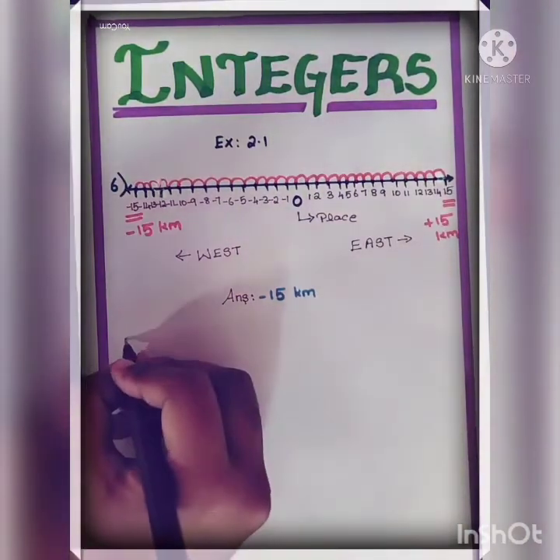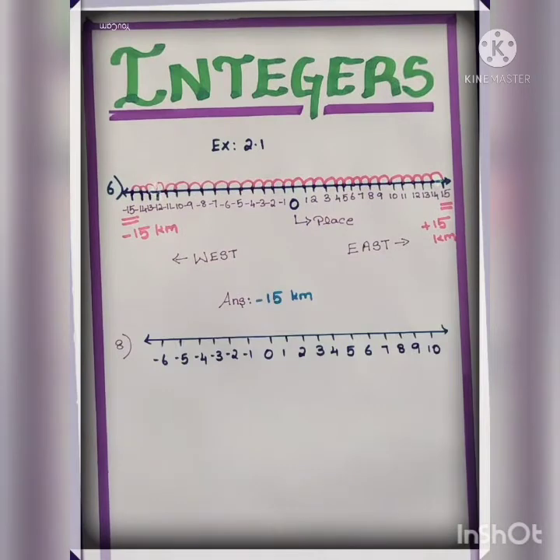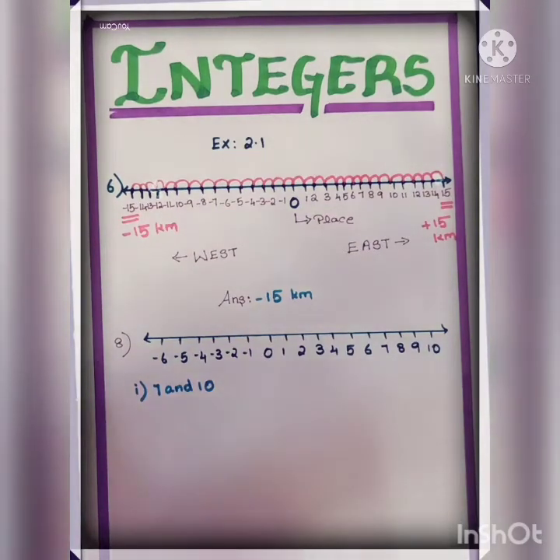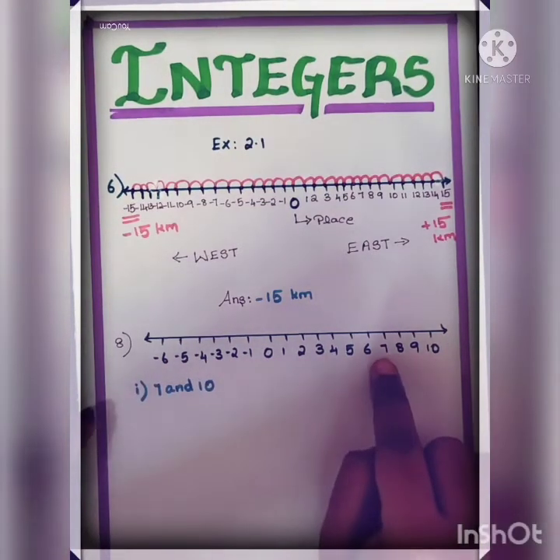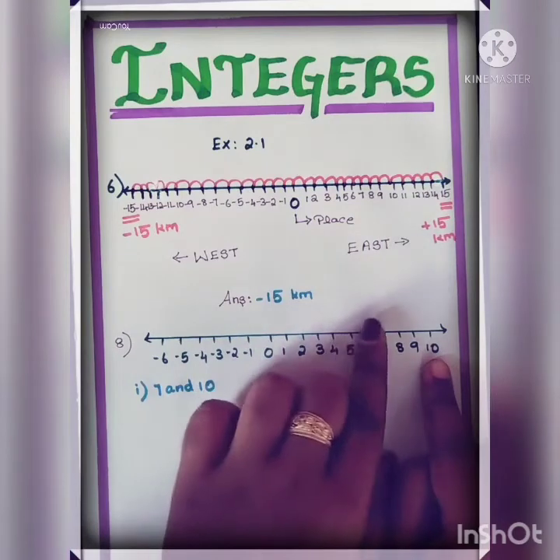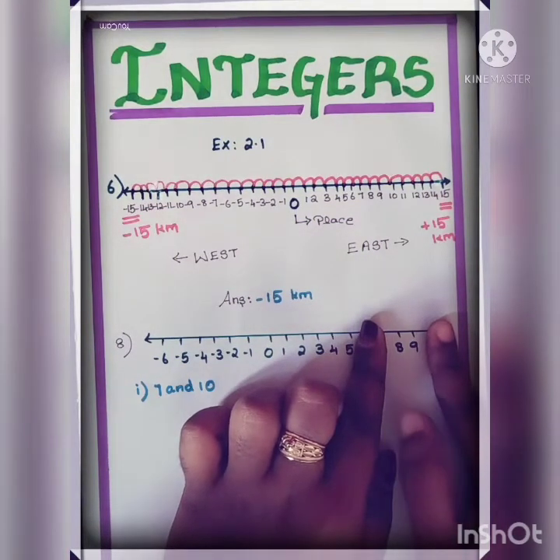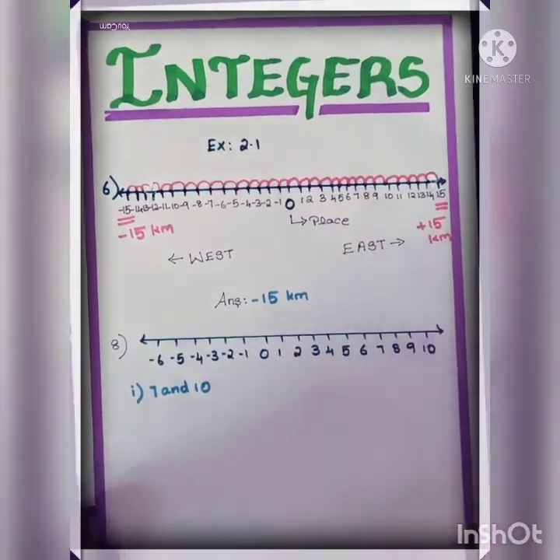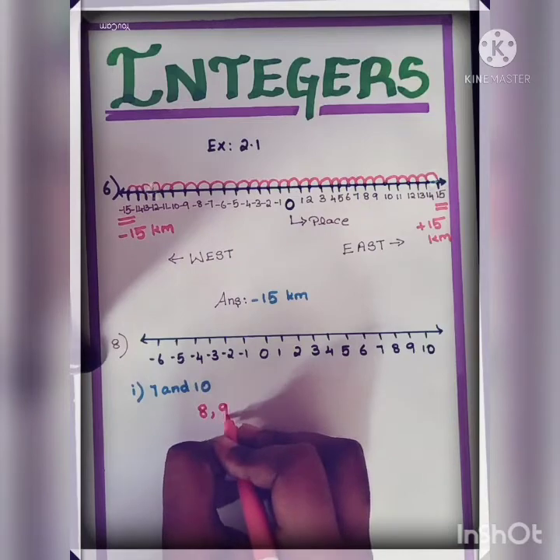So, the answer we are required to find is minus 15 km, which is the opposite of the given plus 15 km. Now, let us take the 8th question of the same exercise. Let us draw a number line for our own reference. The first subdivision of the 8th question is, we are asked to find the integers between 7 and 10. So in this number line, 7 is here and 10 is here. So between 7 and 10, we have two integers, that is 8 and 9. So the answer to this question is 8 and 9.